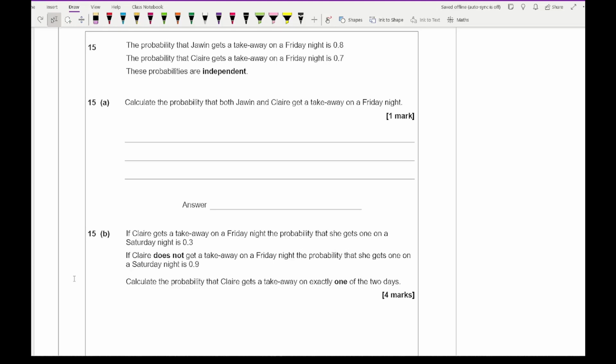These probabilities are independent, so basically one has no impact on the other, and the question is asking us to calculate the probability that both Jarwin and Claire get a takeaway on Friday night. So for this it's going to simply be 0.8 times 0.7, which gives me an answer of 0.56.